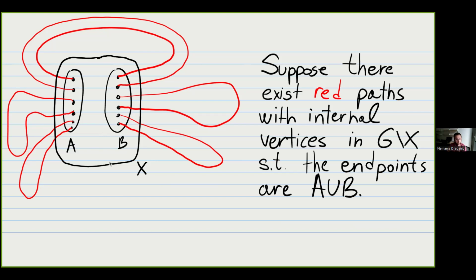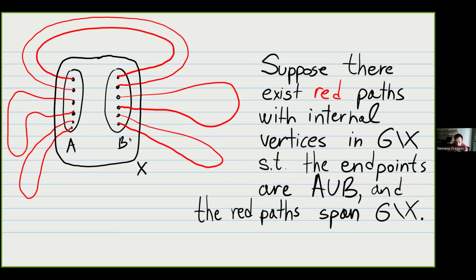Okay, so suppose now you have this linking structure, and suppose you can find these red paths here. There's no coloring in our graph, but these red paths just denote paths which have internal vertices which are outside X, so they're in G without X, and such that their endpoints are really A union B. So the paths live outside, and just the endpoints are inside of X. Suppose you can find such a collection, and you really cover this A union B with such paths.